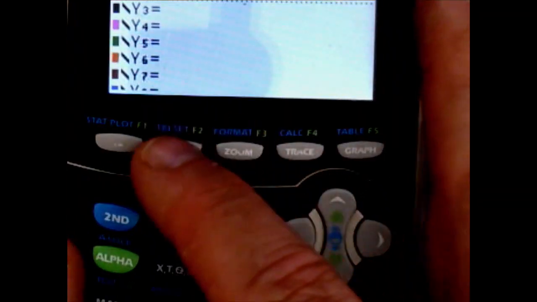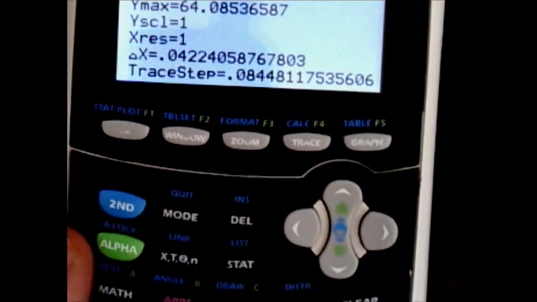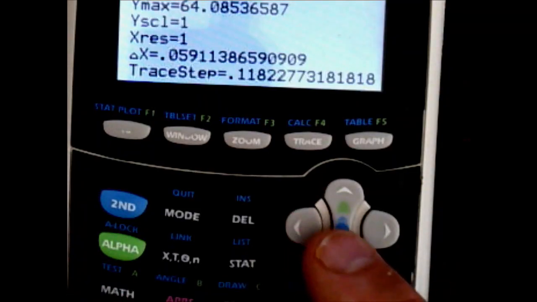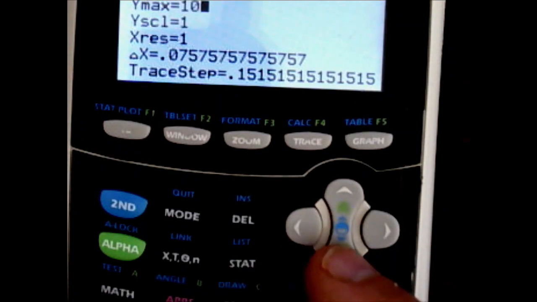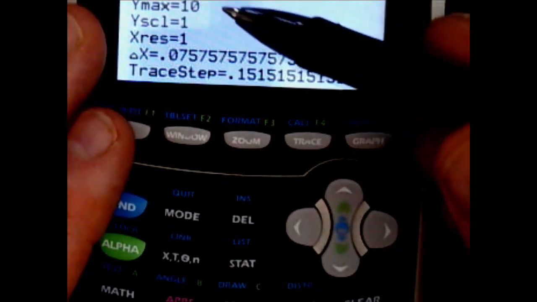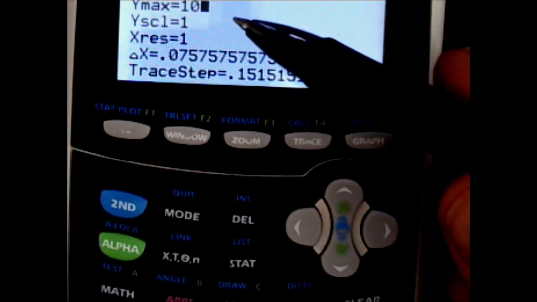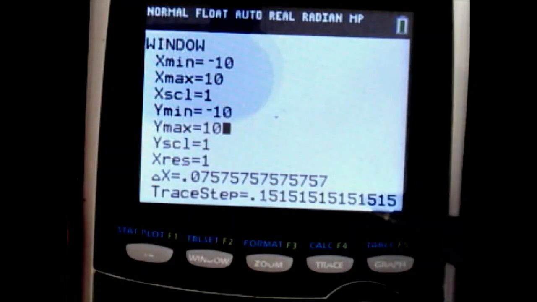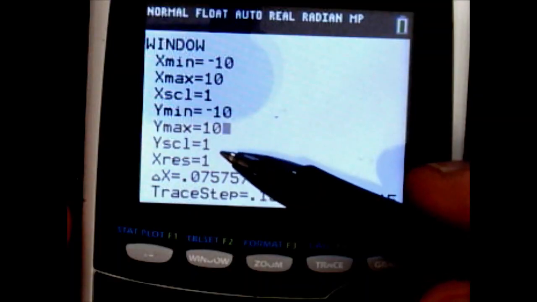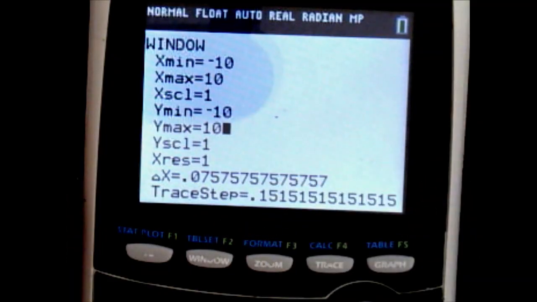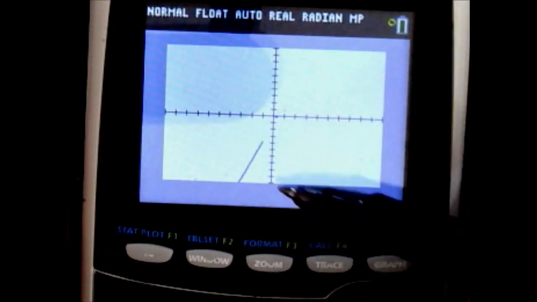and my viewing window, it's all over the place, but I can get a standard window by typing in minus 10 to 10 and minus 10 to 10. Your x min, x max are how far left and right you go. X scale is how far apart each tick mark is. The y min, y max is how low and how high you go, and y scale is how far each tick mark is. The rest of this stuff, just leave it alone. So now when you hit graph, it's a 10 by 10 window in every direction.